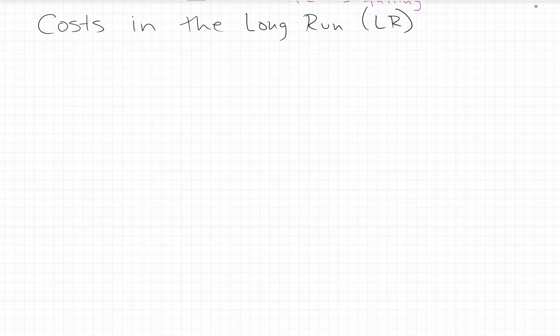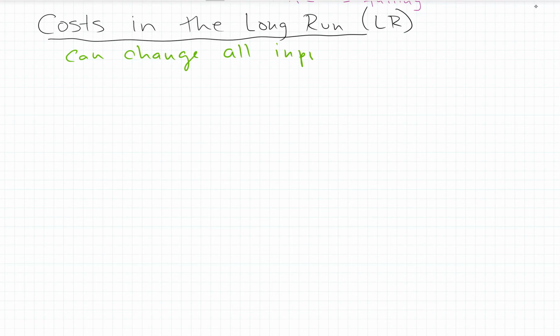So in the long run, nothing is fixed. That's the definition of the long run, actually. How long is the short run? Well, the short run is when something can't be changed. It's too short for something to be changed. And so the long run is when everything can be changed. So we can change all the inputs, including K, physical capital, including RK.